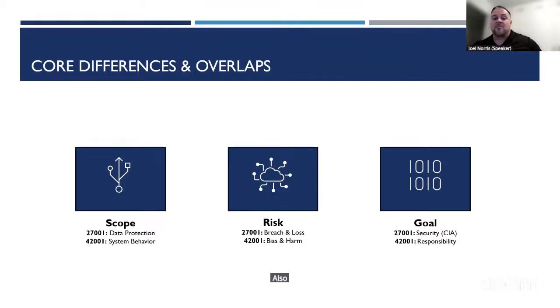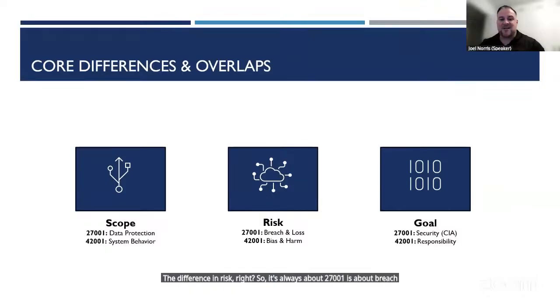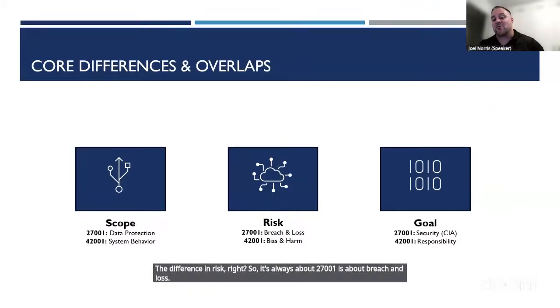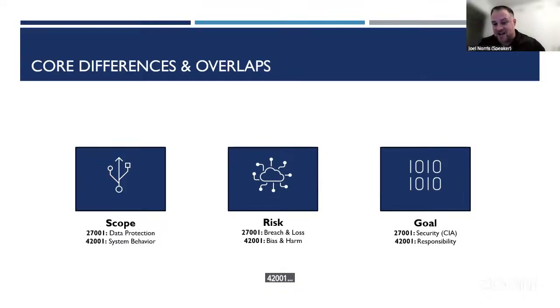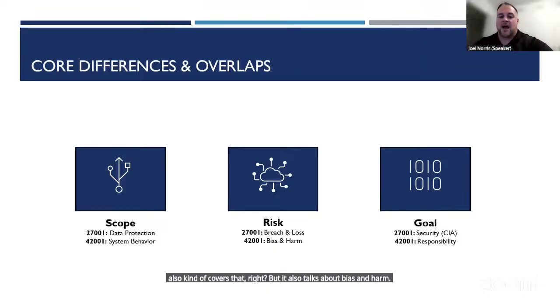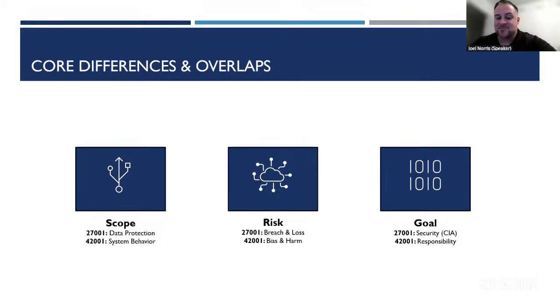Also, the difference in risk. 27001 is about breach and loss. 42001 also kind of covers that, but it also talks about bias and harm. For example, in China, you have bias in every Chinese model, and it's a concern, because that means they can control the data.